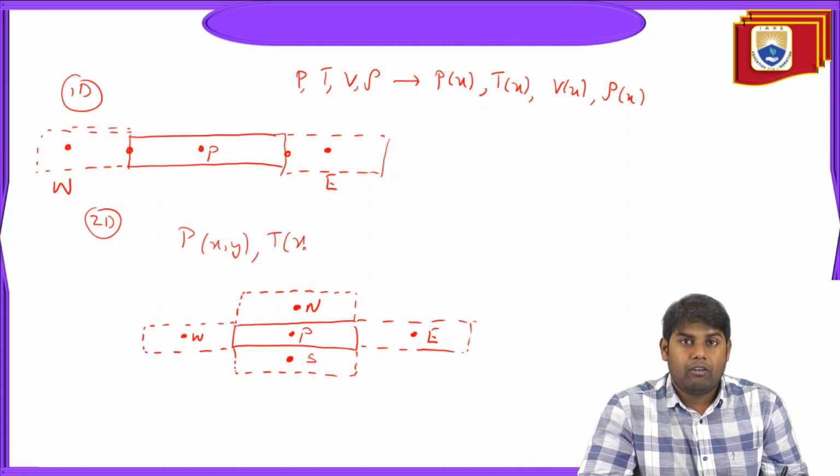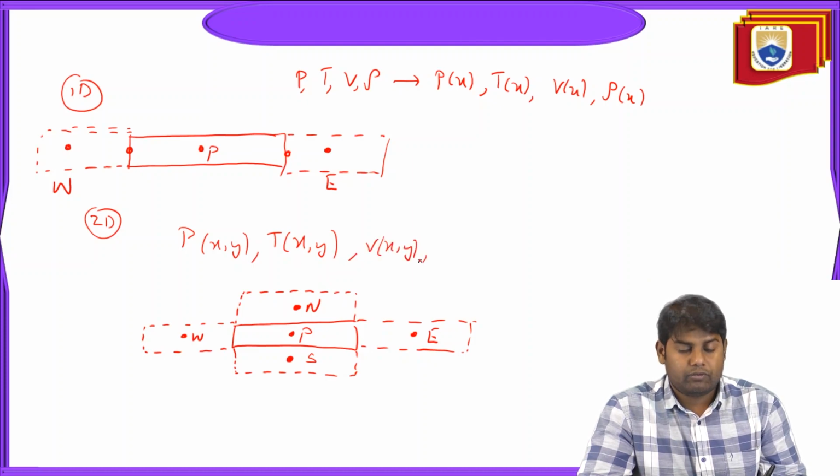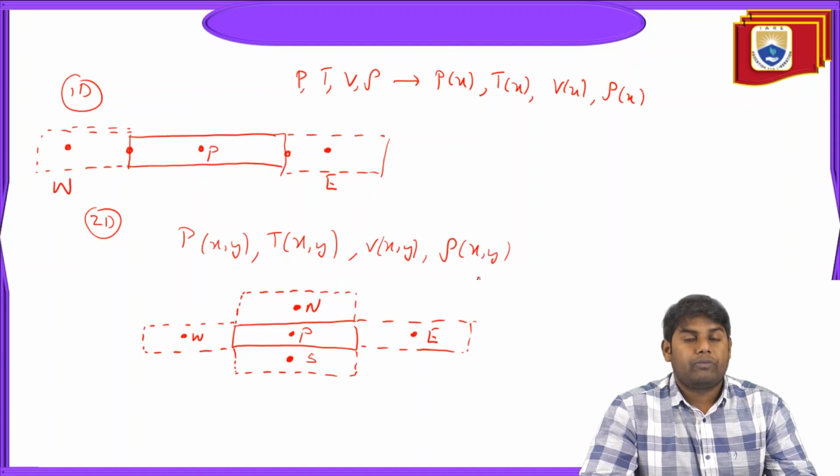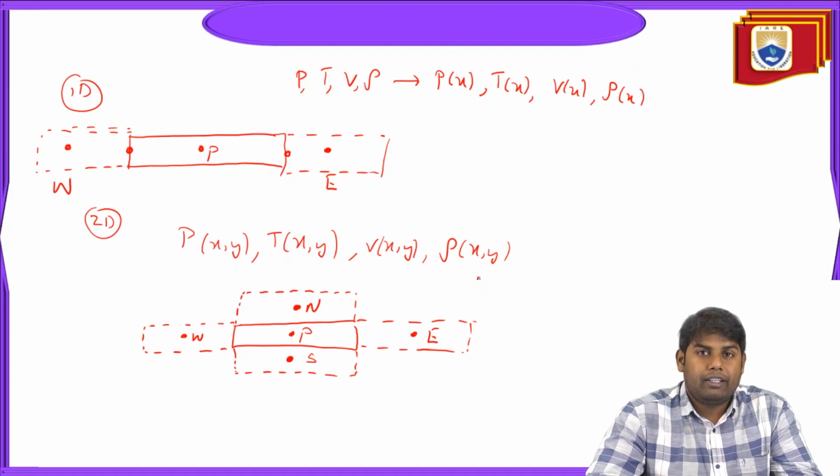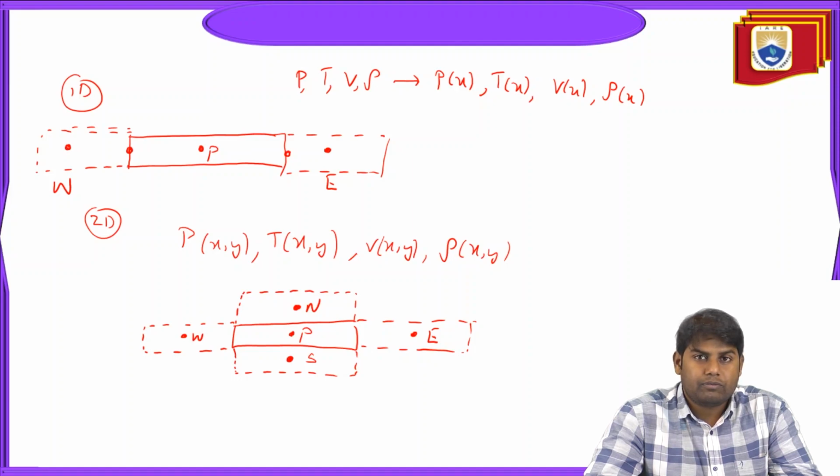So temperature both along x and y. Next, velocity both along x and y. Density both along x and y. So here what is the thing we are seeing? One dimensional, two dimensional, the major difference we see is that the flow properties will vary only along x direction for the one dimensional. For the two dimensional it will vary both along x and y direction.